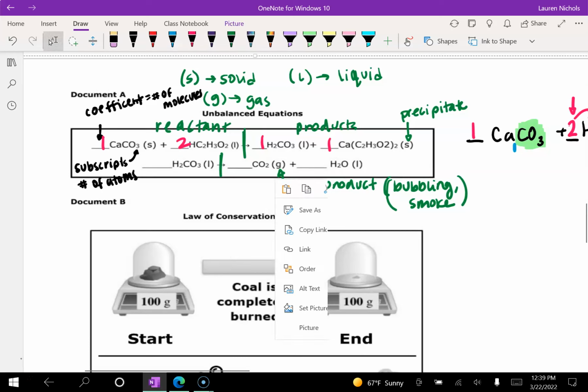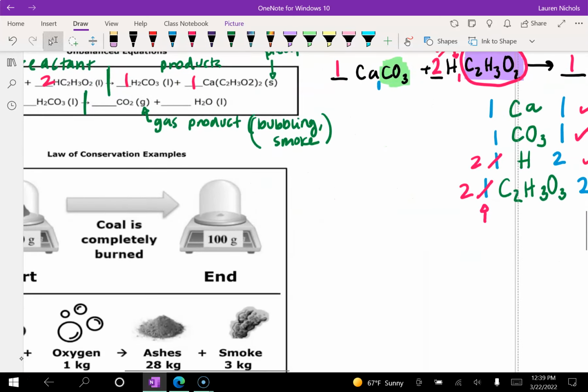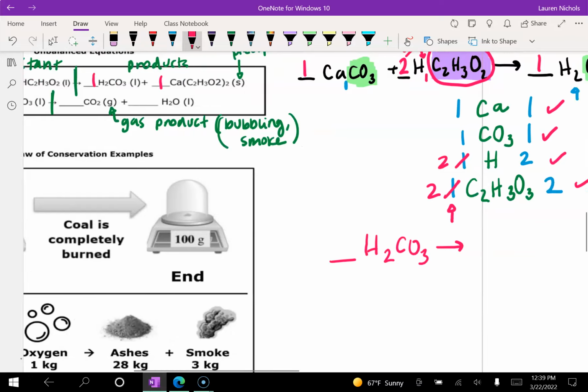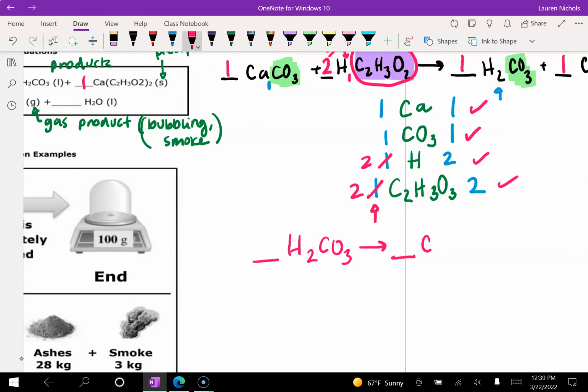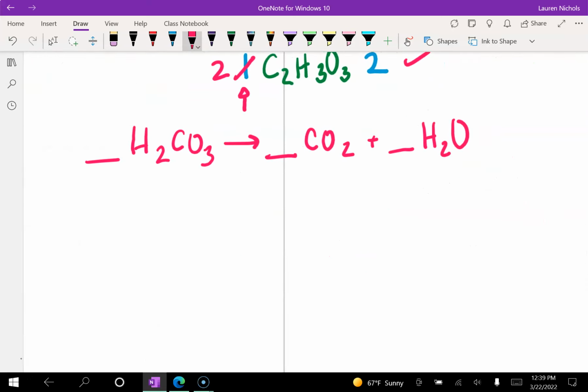Now for our second equation, I will go ahead and write that down as well. So we have H2CO3 producing carbon dioxide and water. One thing to note is that you don't have anything that repeats itself on both sides, and so we want to go ahead and list them all as separate elements. So we have hydrogen, carbon, and oxygen.